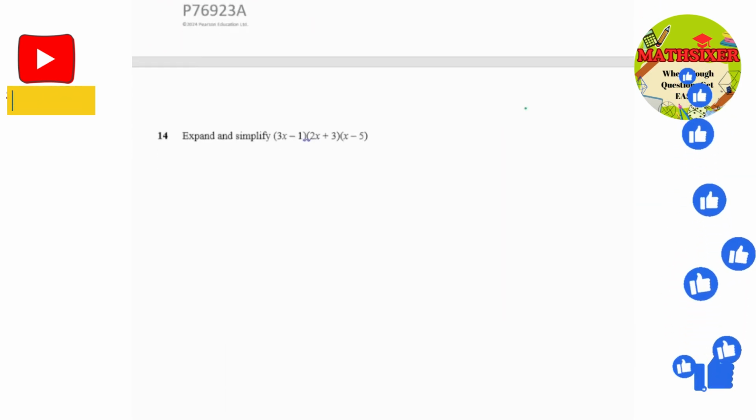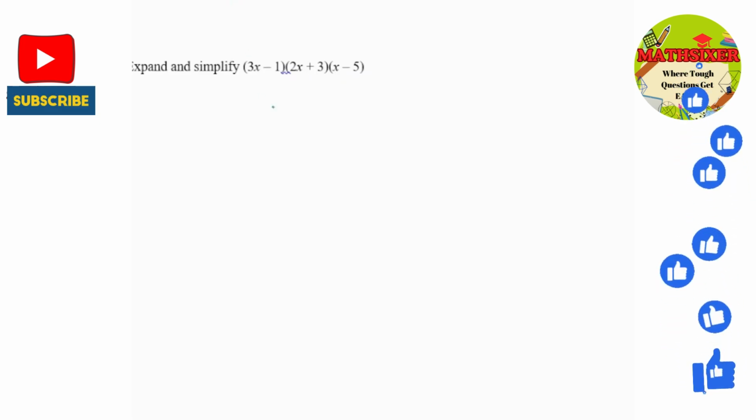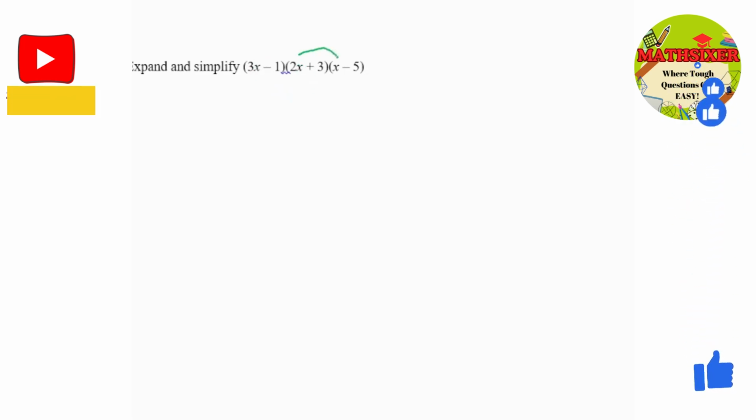Okay, now we're going to look at this one. These questions always come up in the exam, and the question says expand and simplify. This is a triple bracket, so we need to choose two brackets first. So let's choose these two first.